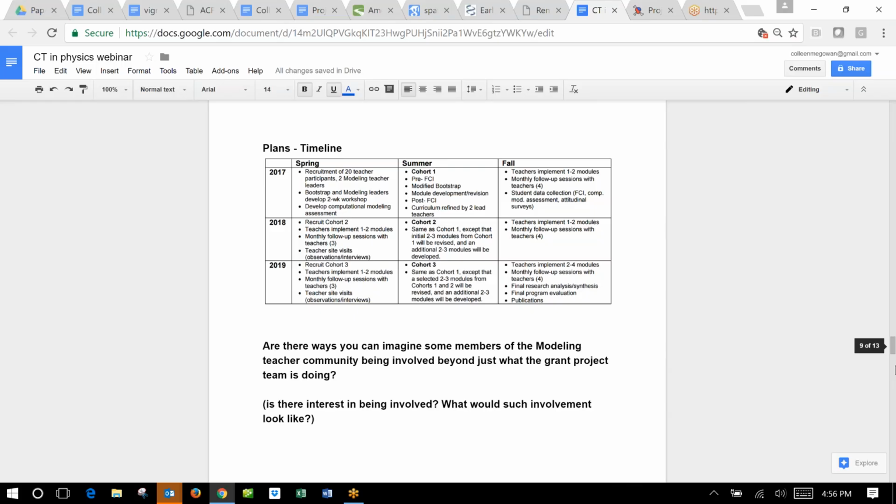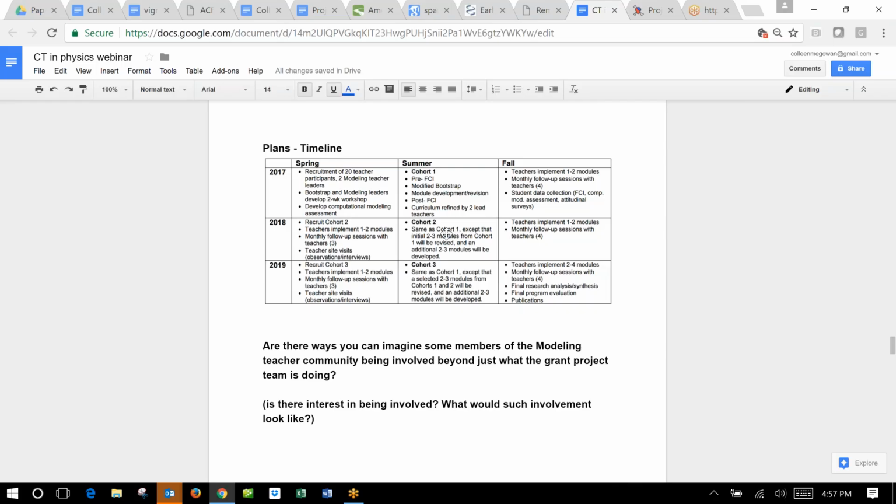Okay, so briefly, the timeline is that in spring we recruit participants, and next spring we'll be recruiting 20 participants. So if anybody is interested in being involved in this, it is an opportunity for you next spring. We give some pre-testing. We do a 3-week workshop in the summer where, at least this summer, we're doing development. Next summer, we're going to be doing the beta computational modeling physics first workshop.